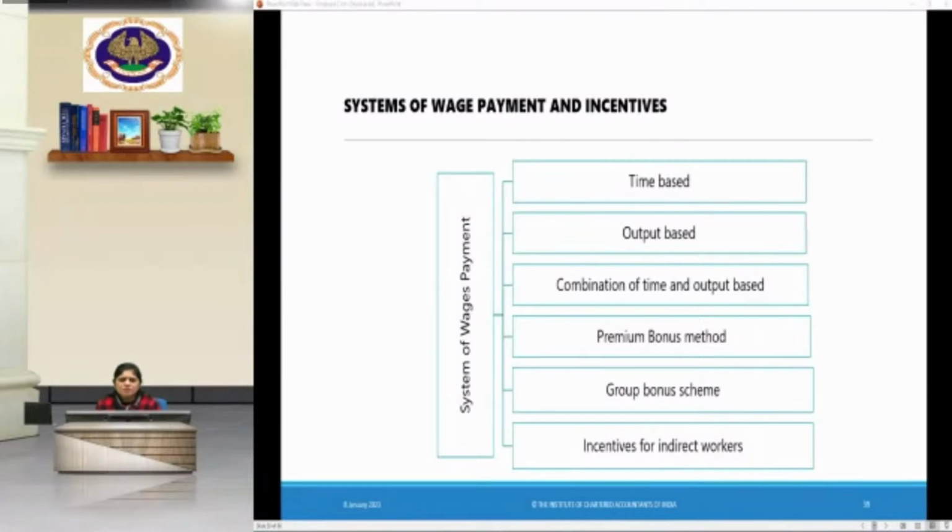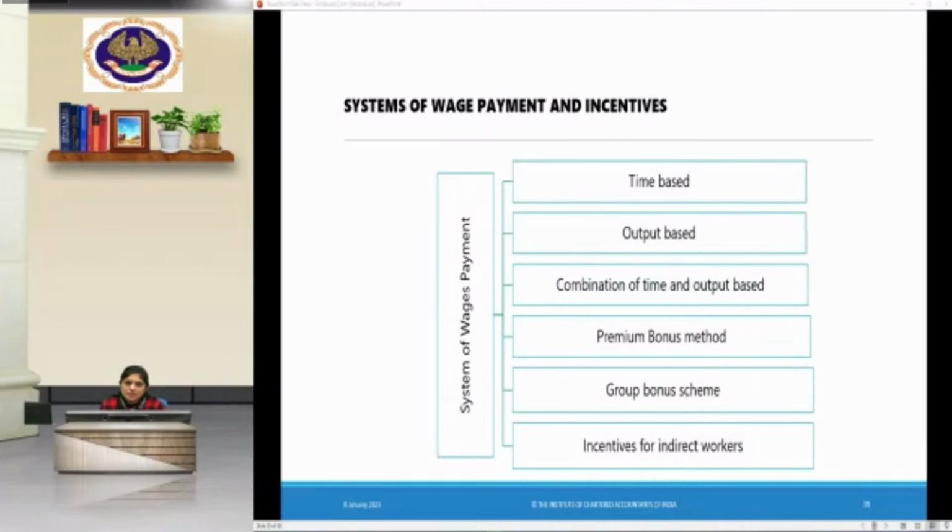The system of wage payment could be time-based. Time-based means it could be per hour, monthly, or weekly. Output-based means it would be per unit, depending upon the units of production the worker has produced or contributed. Then there is a combination of time and output based. Premium bonus is paid to more efficient workers. If you manage to produce more than the standard output or in less than the standard time, then you are an efficient worker and you will be paid a bonus also. That's called the premium bonus.